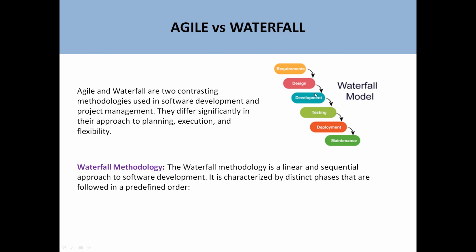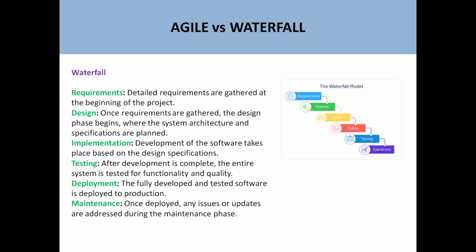Sequential means that once the next phase starts, you cannot go back to the previous phase. And only once a phase finishes will the next phase start. So there is no concept of parallel development. It is totally a sequential or linear way of development. If we talk about it in detail, requirement gathering is a phase in which detailed requirements are gathered from the customer in the beginning of the project.